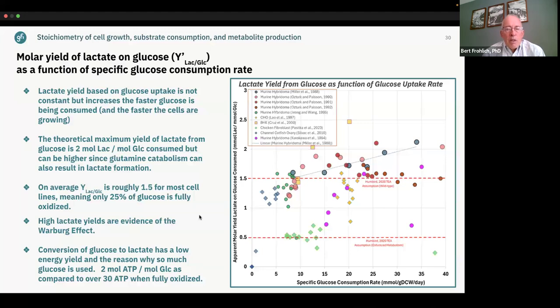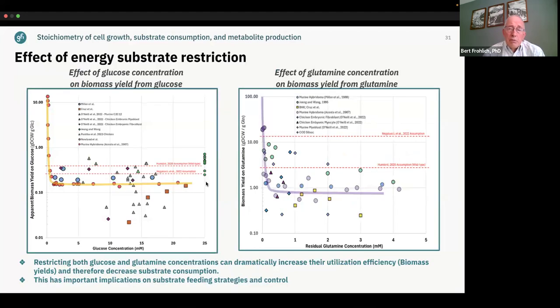What makes this situation even more complicated is that the residual concentrations of glucose and glutamine also affect the rates at which they're taken up by the cells. And you may know that these are partially substitutable energy substrates. That's unique about animal cells, that they're using both. And you see there's a lot of scatter here. And the reason for that is that most of the studies did not control for the second substrate. In other words, if one becomes limiting and then the other one becomes limiting, you're going to get some skewed data.